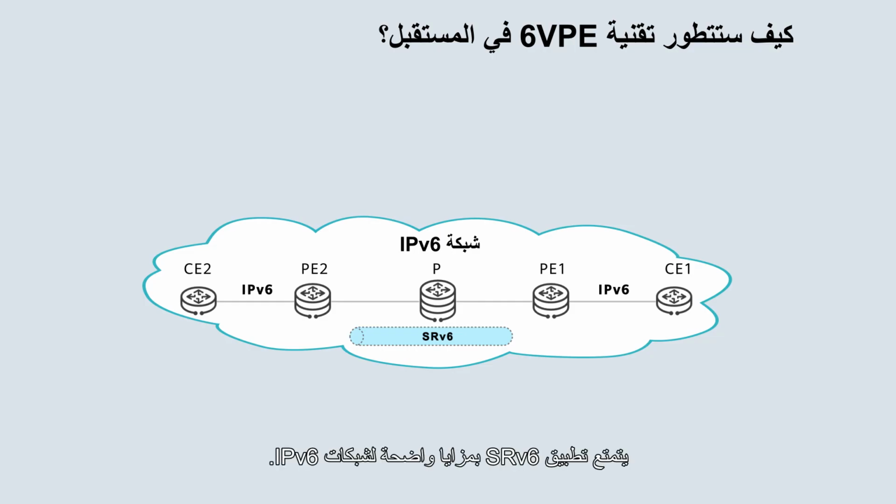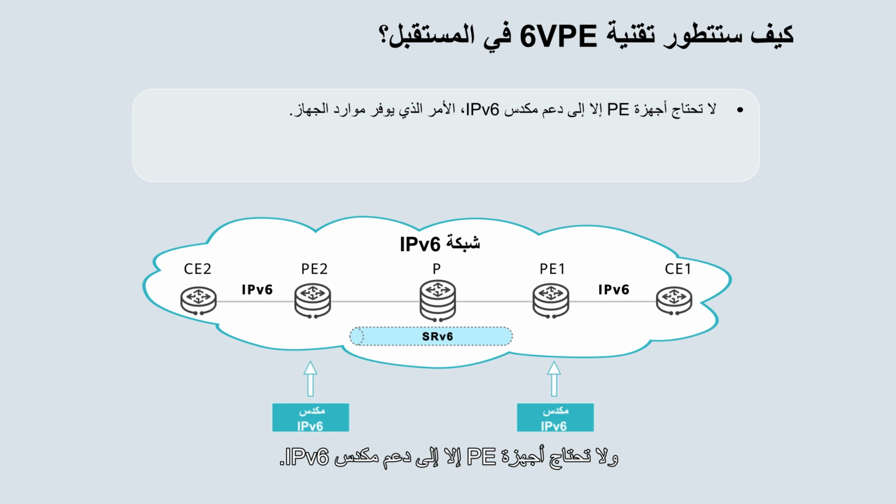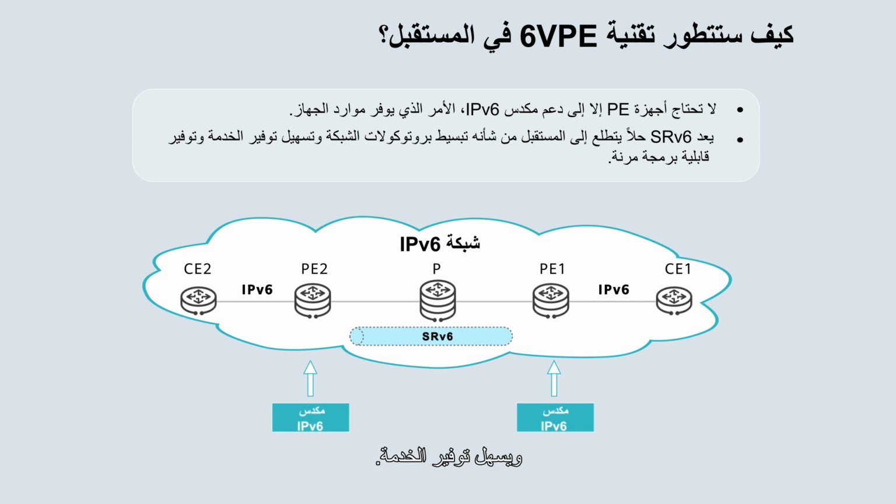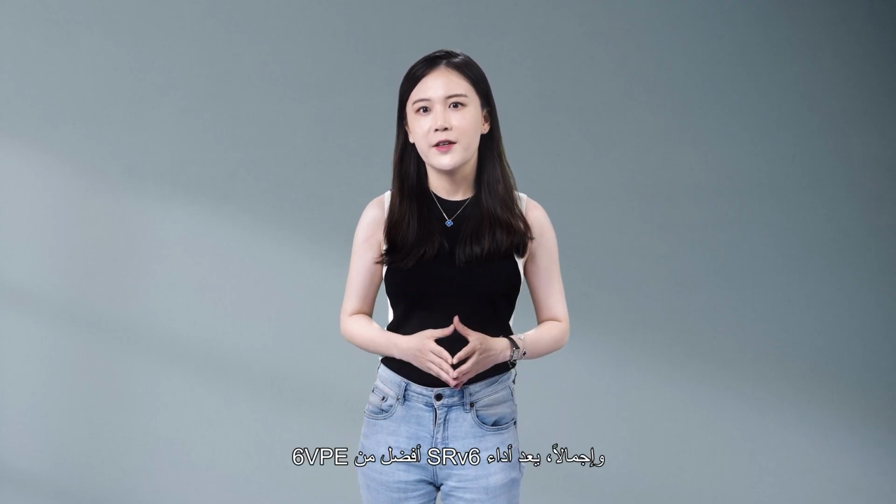SRv6 has obvious advantages for IPv6 networks. After SRv6 is deployed, the entire network runs IPv6, with PEs only needing to support the IPv6 stack. This helps conserve device resources. SRv6 packets have the same packet header as common IPv6 packets. Network nodes can communicate based purely on IPv6 reachability, simplifying network protocols and facilitating service provisioning. In addition, SRv6 provides flexible programmability to meet different SLA requirements of services. All in all, SRv6 performs better than 6VPE in IPv6 VPN implementation.